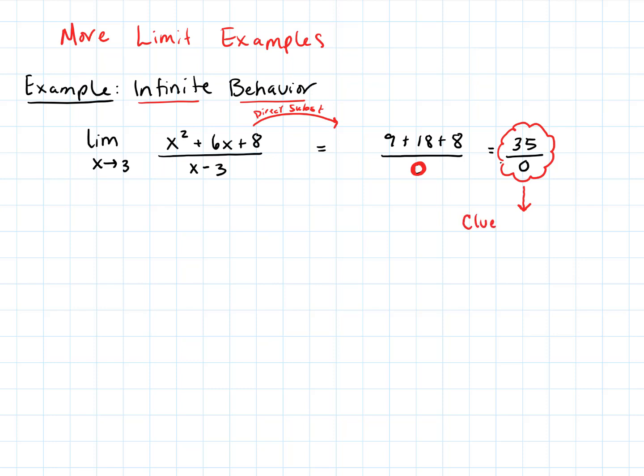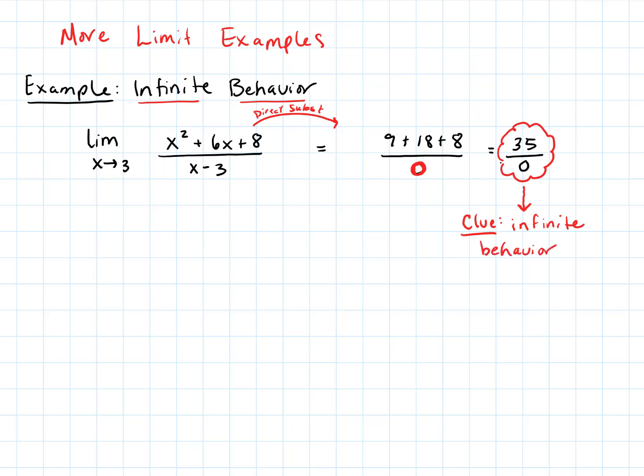The clue that we have right here is that the numerator is a positive whole number, 35. It doesn't matter if it's a whole number or not, it's a finite number, and it's not 0. If we've got something of that nature, like 35, and we're dividing by something that's approaching 0, remember, not right at 3, the denominator is 0, but as we get close to 3, it would just be approaching 0. So if we're dividing by something that approaches 0, that means it gets very, very small. So if we divide by something that gets very, very small, we are going to have some infinite behavior.